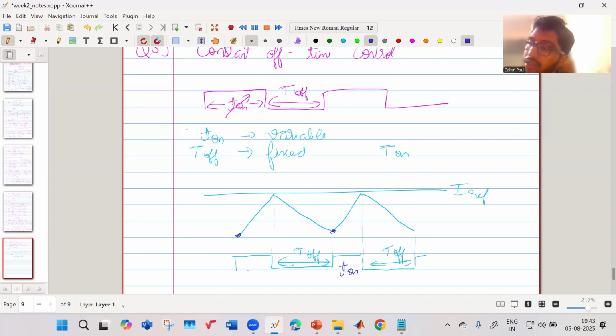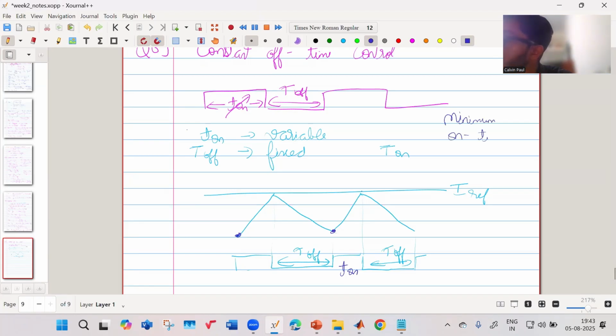So that is known as constant off time control. When you do constant off time control, one important thing you have to make sure is there should be some minimum T on. Because in case of boost and buck boost converter, a minimum T on is required. If you don't give that minimum T on, there could be a case that the output voltage will rise or it will collapse. That can also happen. So you need to have a minimum on time.